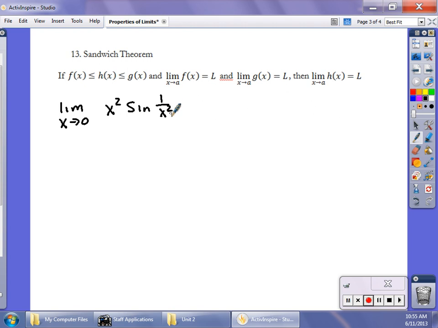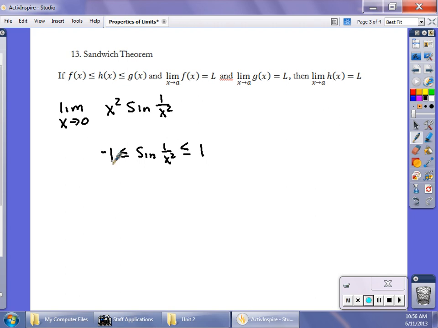I want to evaluate that limit. So what happens first of all, if I just take this middle part, if I forget all about this x squared existing, for example, and I just look at the sine of 1 over x squared, the sine of 1 over x squared has a minimum value of -1 and a maximum value of +1. Remember, those are the amplitude of the sine wave. That's the min and the max of the sine wave from last year in pre-calculus.